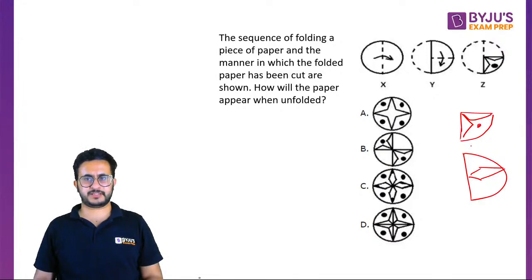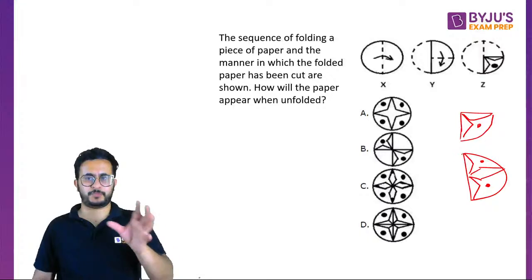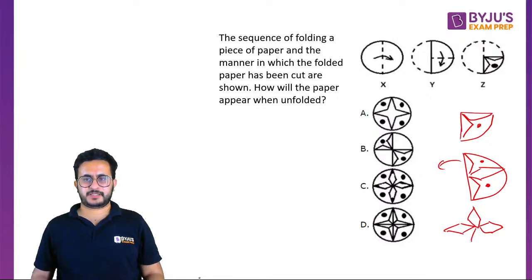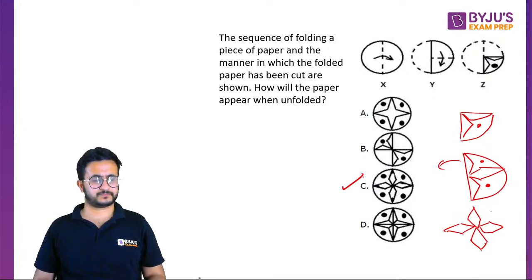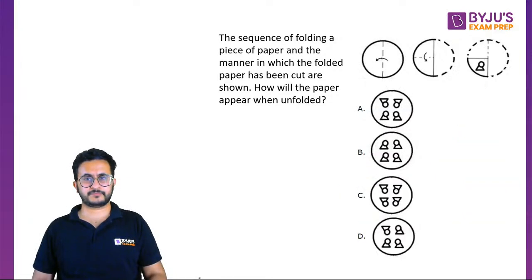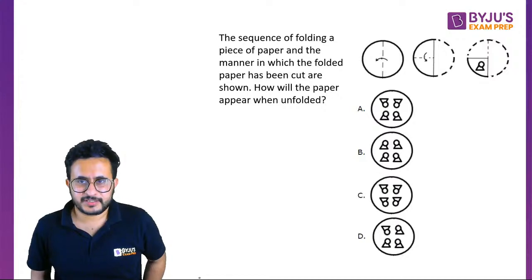So when you cut like this, the cut will appear like this. Okay, and then when we open it back, this will become like this. So we will have a shape like this, with four dots on four sides. So that is the option. Okay, that's how it looks on unfolding. This is an easy one.